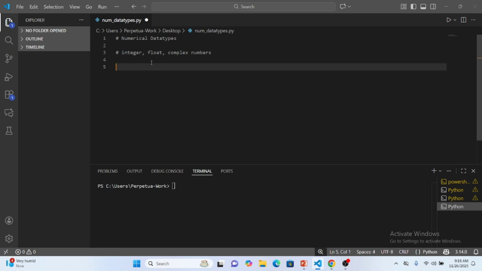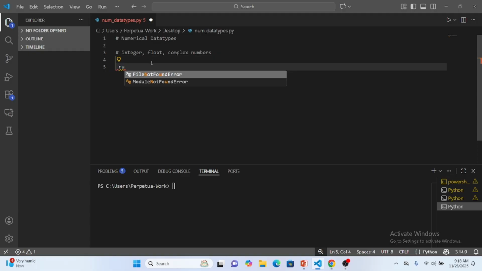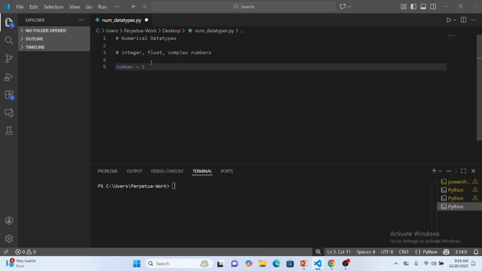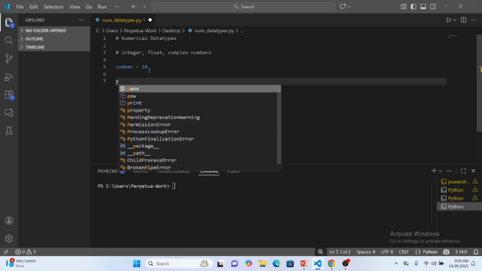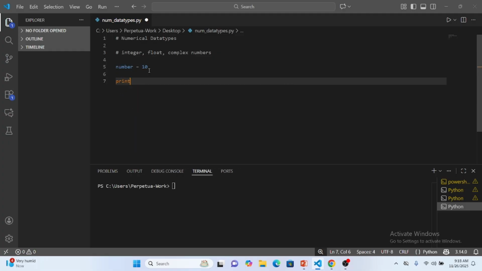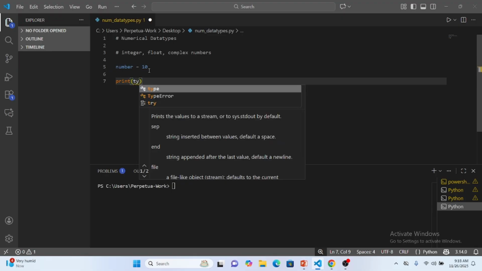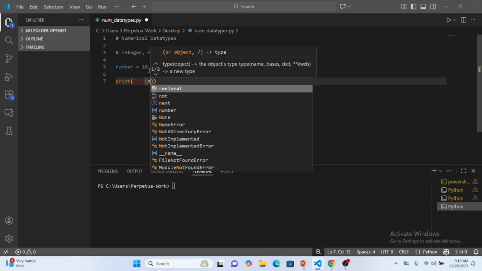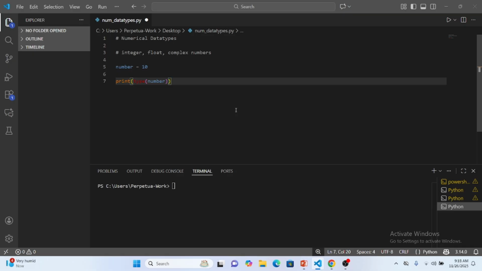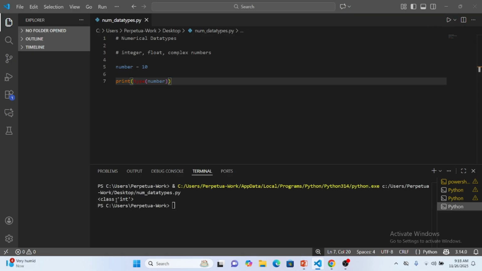So I'm going to be working with an example. I'm just going to write a variable called number, and I'll assign it the number 10, right? And I'm going to check the type of data that this variable number is. So I'm going to print type number. So I will save it. So if I print this now, it's going to tell you that it's of class integer.